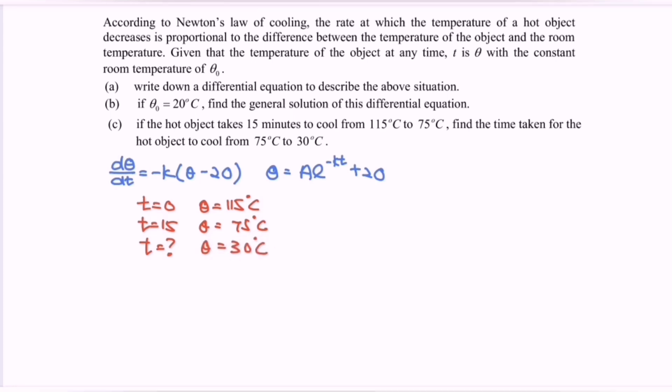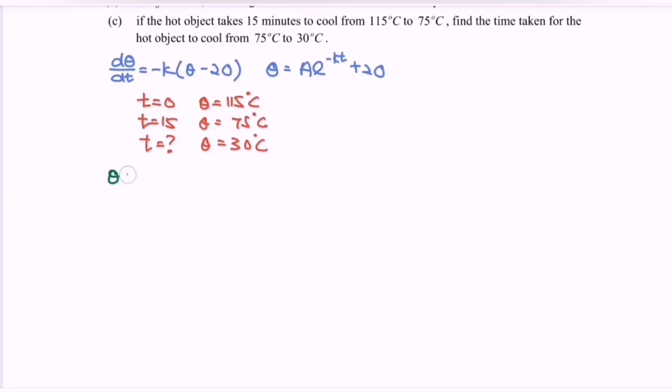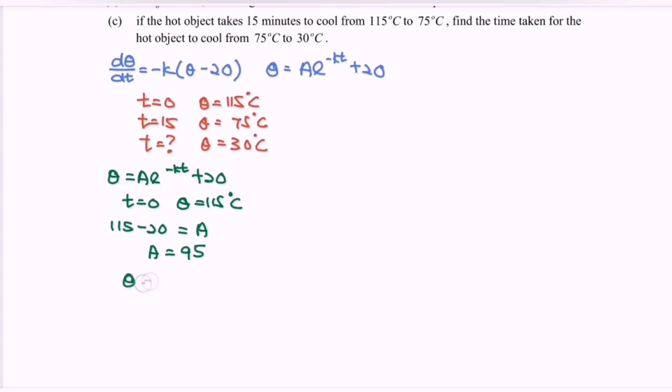So let's begin. At first, theta equals A exponent negative kt plus 20. When t equals 0, theta equals 115 degrees Celsius. Can you substitute? So 115 minus 20 equals A, after you substitute t equals 0. So A will be equal to 95. So theta equals 95 multiplied with exponent negative kt plus 20.